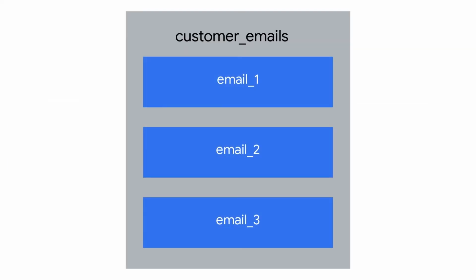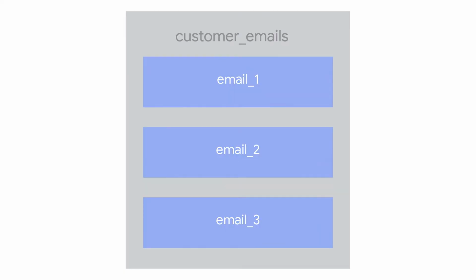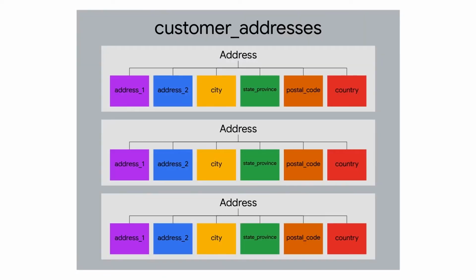An array is a list that contains values of the same data type. An array is called repeated in BigQuery. Arrays can be used to store a range of data types such as numbers, strings, structs, or even other arrays. When you use an array, you can store an entire list of data in a single column, as long as they are of the same data type. For example, you can use an array to store a list of email addresses from a customer in one place. Arrays can even store nested data.